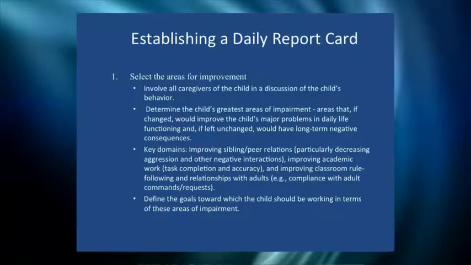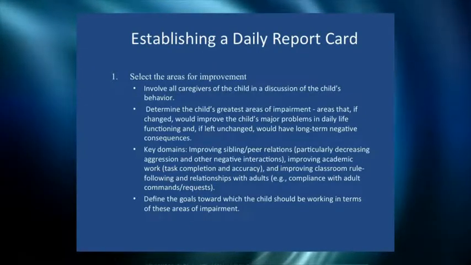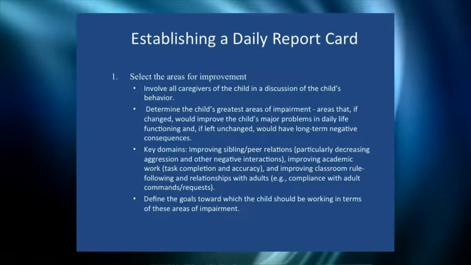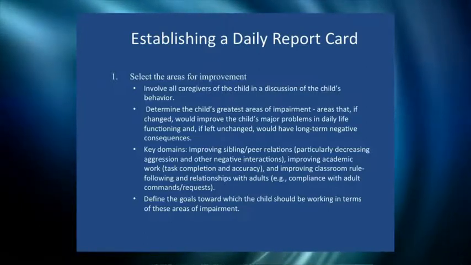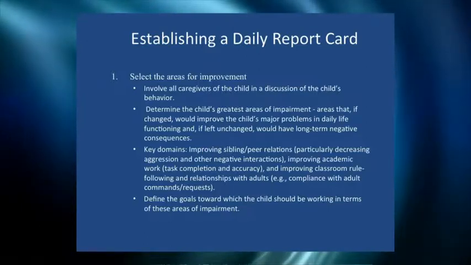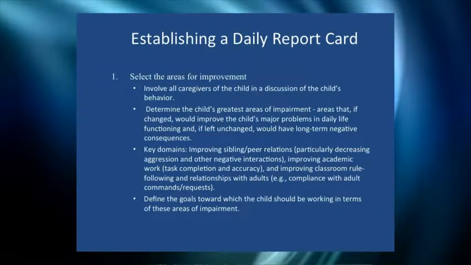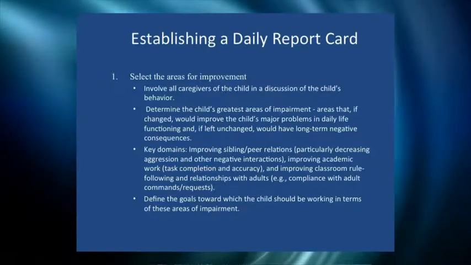So the first step in establishing a daily report card is selecting areas for improvement. The more caregivers we can involve in the discussion of the child's behavior and what areas need improved, the more exhaustive the daily report card will be. We then want to choose the child's greatest areas of impairment. That is, the areas of change that would improve the child's major problems the most.